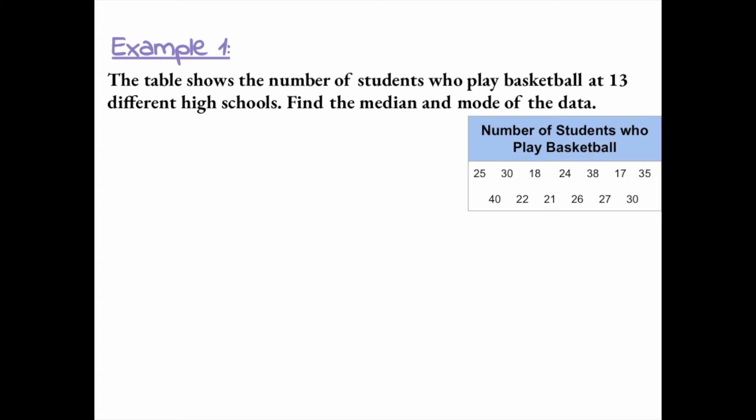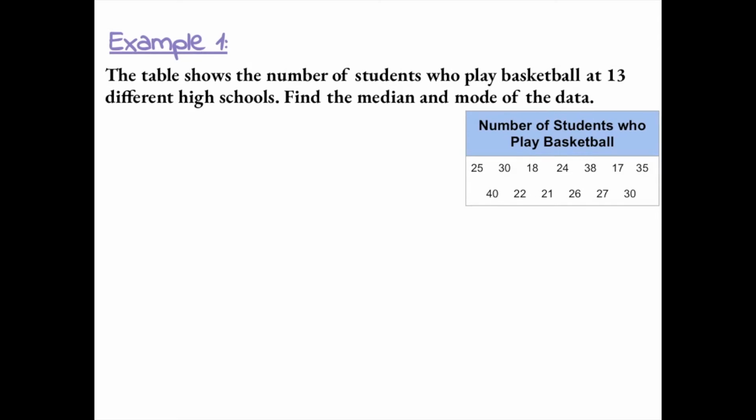Example 1. The table shows the number of students who play basketball at 13 different high schools. Find the median and mode of the data. So remember that the median is the number that falls in the middle of the set of data after you've sorted the data from least to greatest or greatest to least. So I'm going to sort the data from least to greatest.